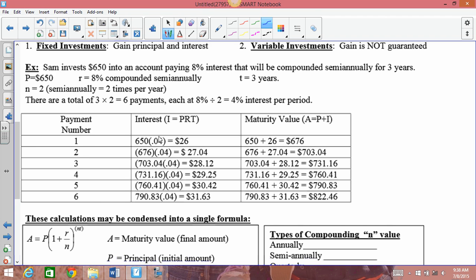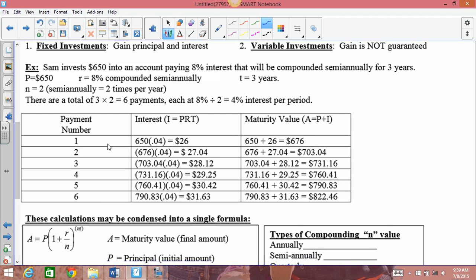I've got one time frame here, so I just didn't put the 1 there. So 650 times 0.04, I'm earning $26 in interest. So now in my account, 650 plus 26, I've got $676 in my account. Here's where compound interest is now in your favor.